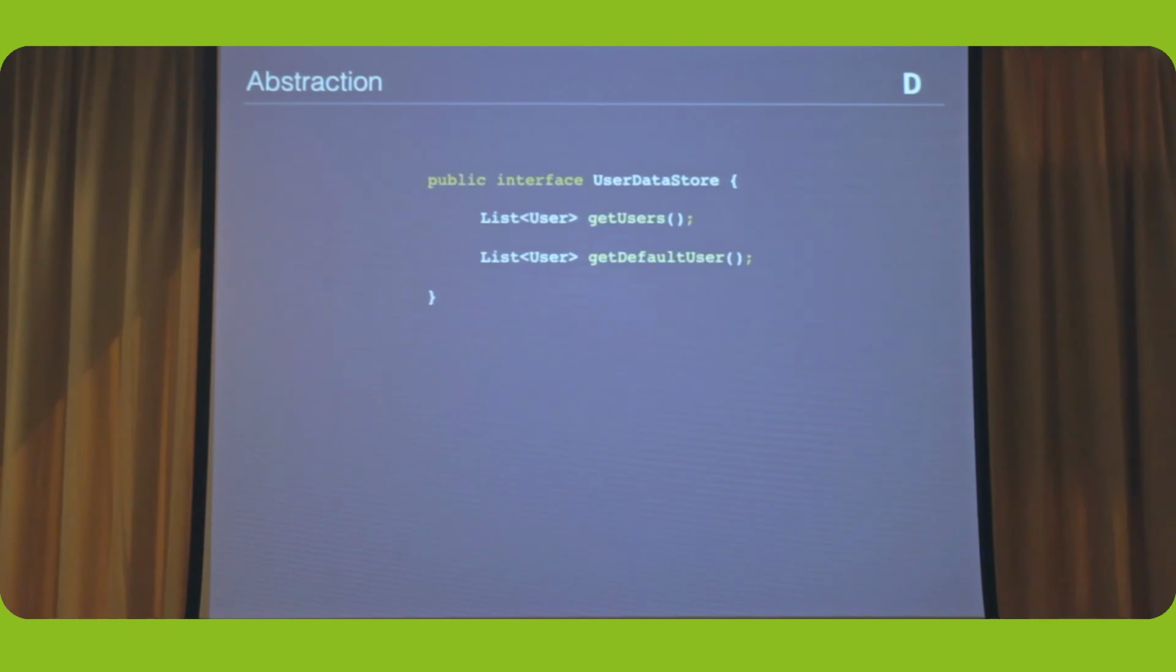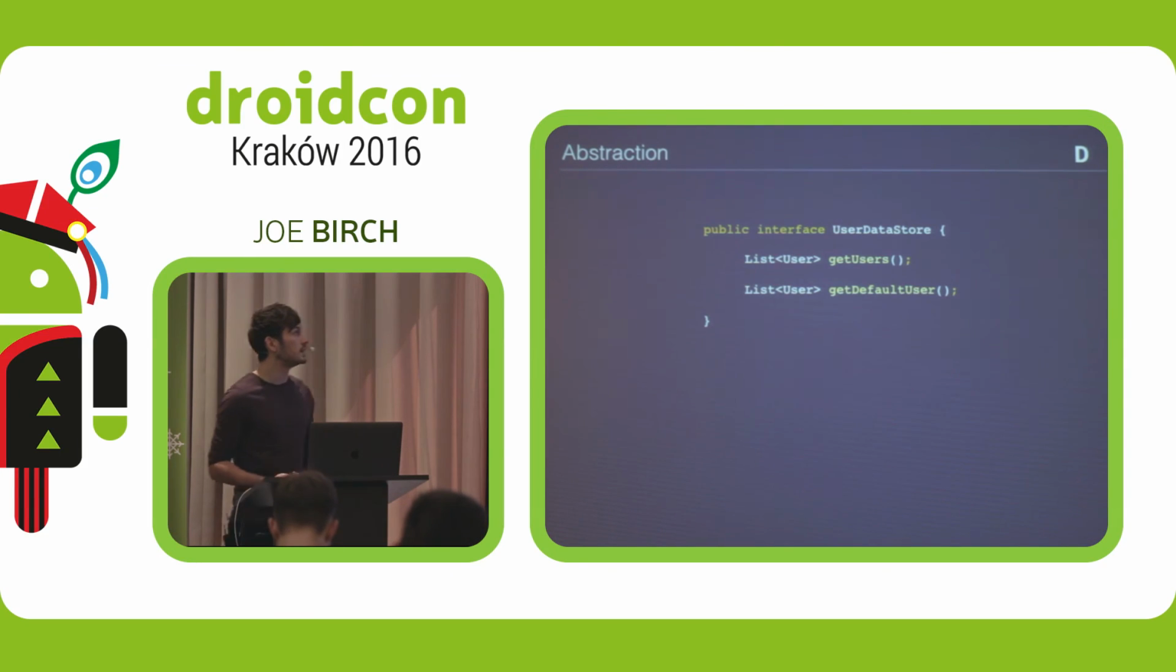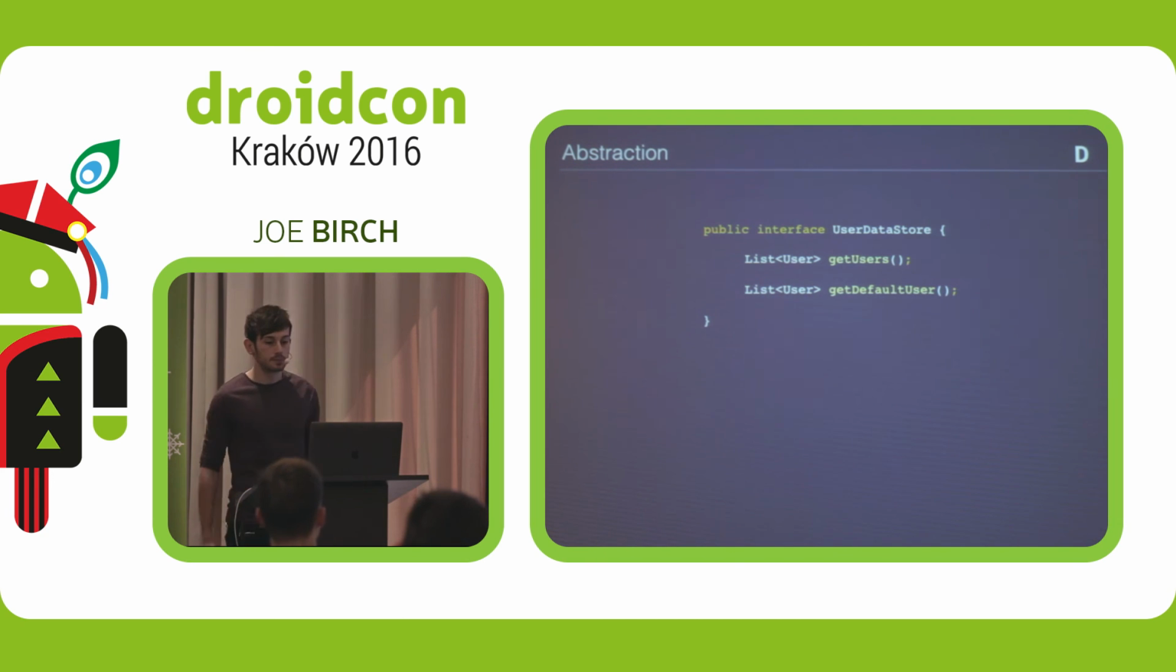So how can we fix this? The data store was just this general class. Again, we're going to this idea of abstractions and interfaces. So we've moved our user data store to an interface with the same two methods, except this time they're abstract. So we get users and we get default user.